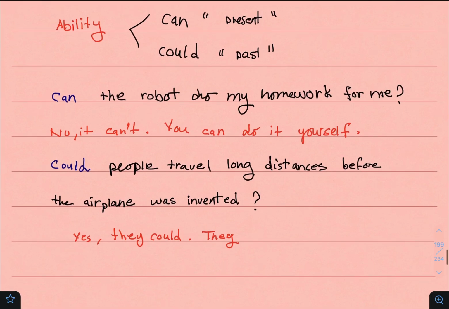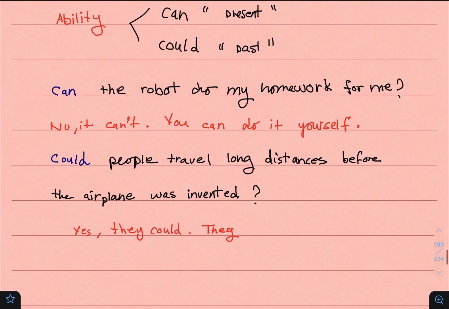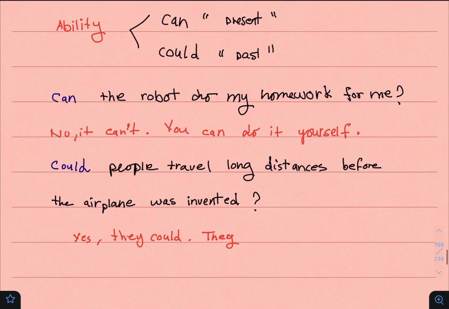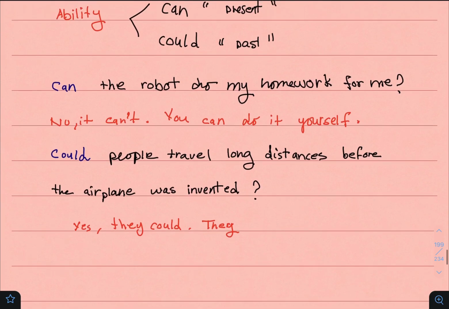As I have said previously, ability اللي هي القدرة استخدم معها إما can في ال present أو could في ال past. Okay, في الماضي. Now, can the robot do my homework for me? Okay, this is asking for ability. No, it can't. You can do it yourself. Now, this one is in the present. هذه في ال present في الحاضر.